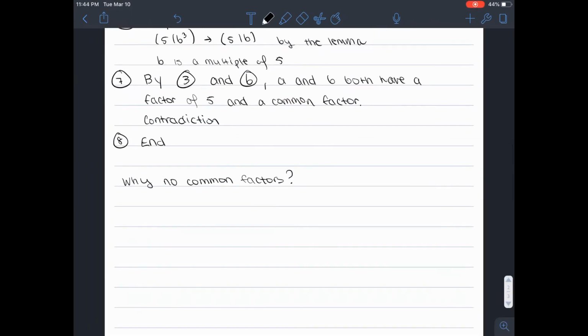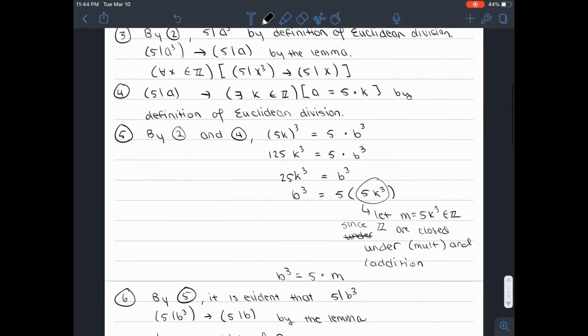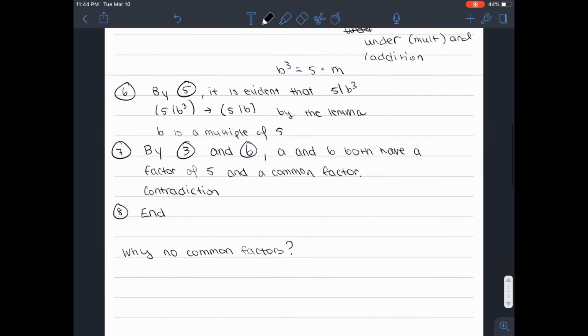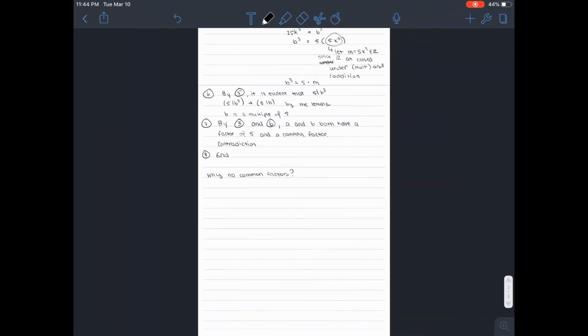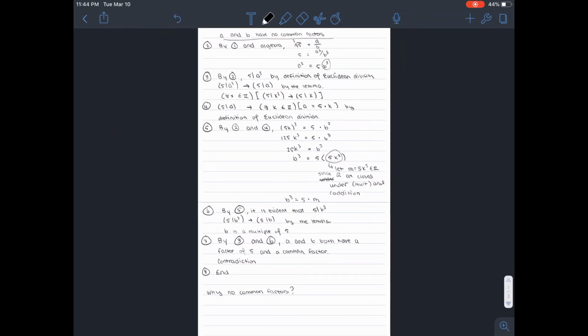So some of you may be wondering why, sure, we have reached a contradiction given everything that we have defined up here, but why can't a and b have any common factors? Well, this is easiest to show by plugging things back in.